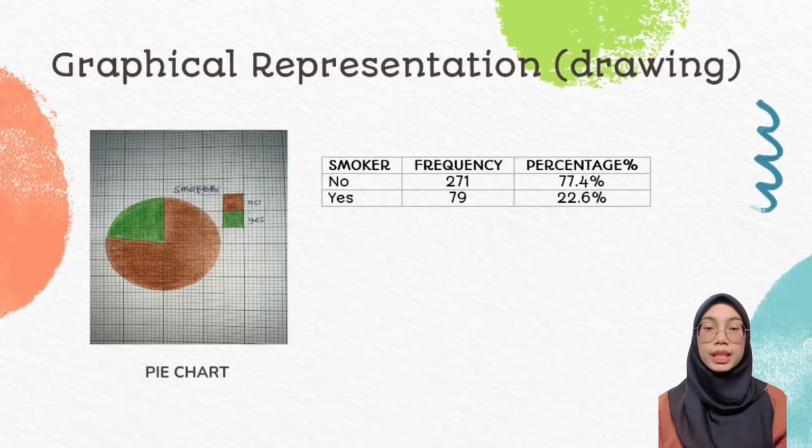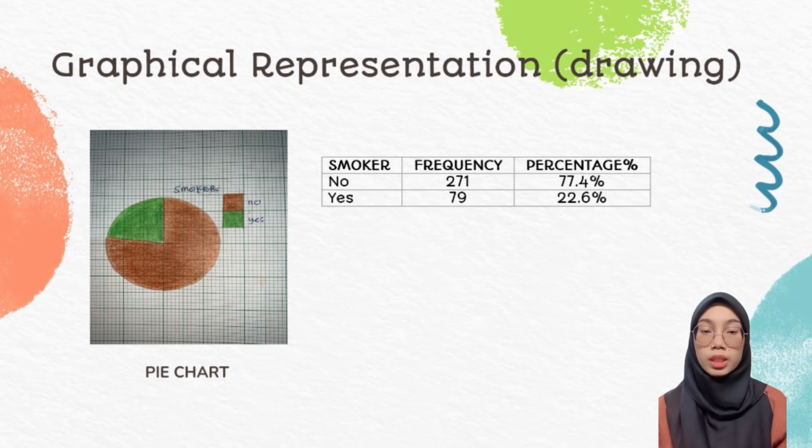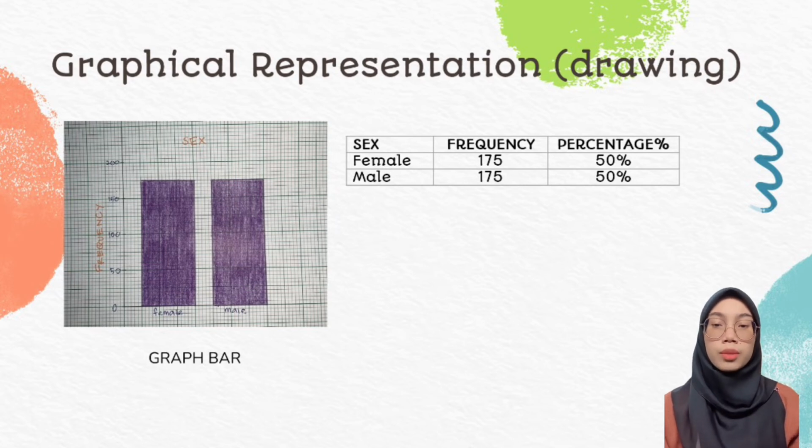My name is Nur Amani Atira binti Sharum. My matric number is A21A2782. Graphical representation. The pie chart above shows the number of people who smoke and non-smokers. The frequency of people who smoke was 271, equivalent to 77.4%, while the frequency of non-smokers is 79, equivalent to 22.6%. The bar graph above shows the amounts of sex, male and female.